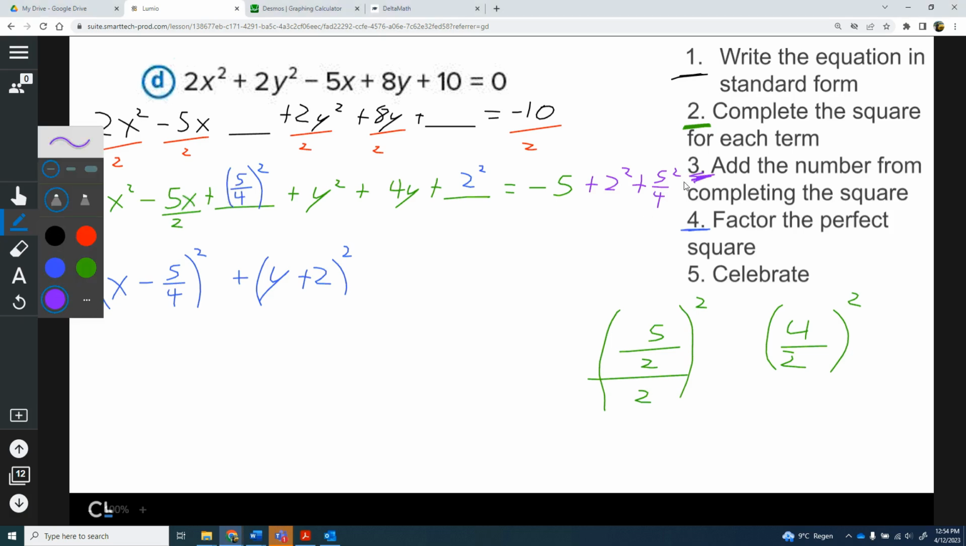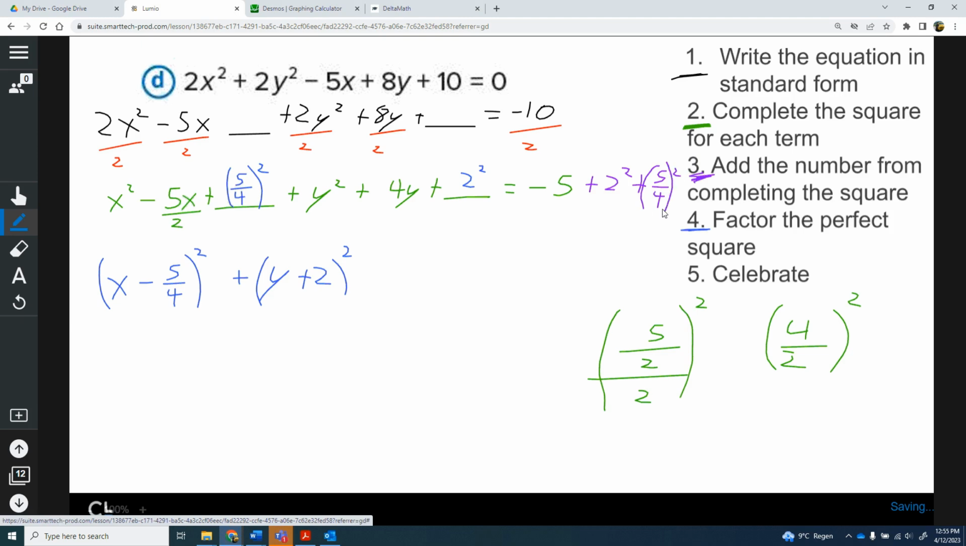Then I add each number to the other side, 2 squared and 5 over 4 squared. I should probably have added parentheses around this to make sure the 5 is being squared along with the 4. Then I complete the square, so I get this. I need to finish the problem. I did not simplify this term, so that's going to be negative 5 plus 4 plus quantity 5 over 4 squared, and that's going to be 9 over 16.